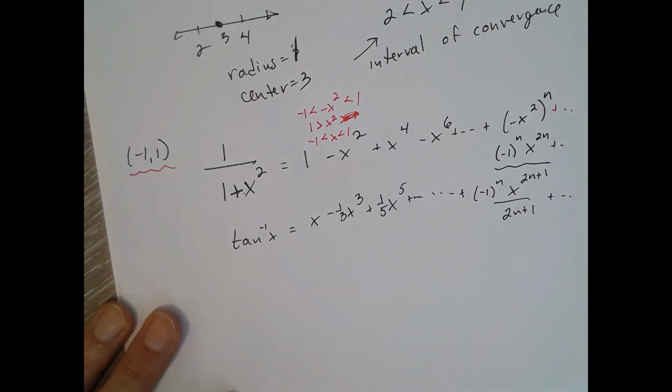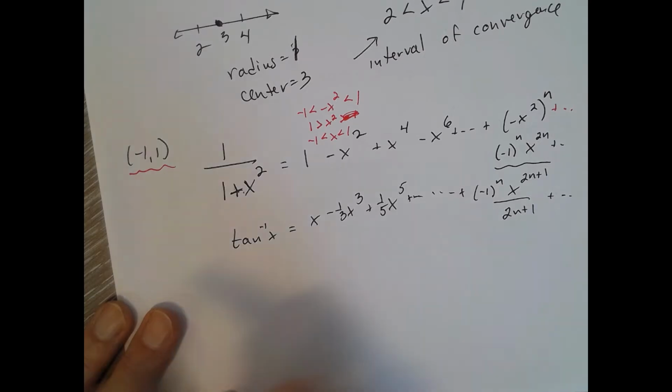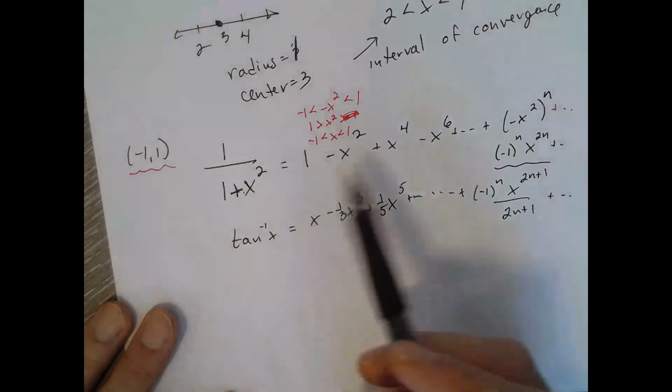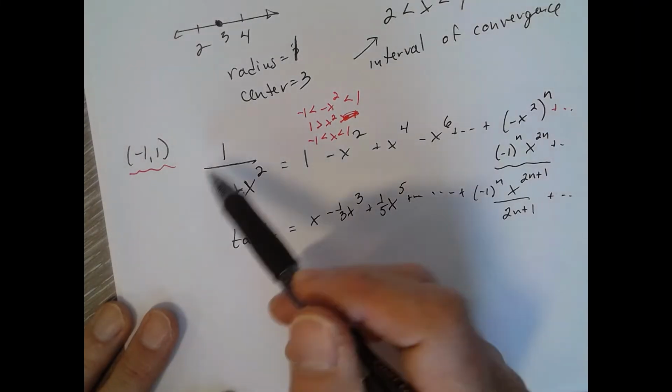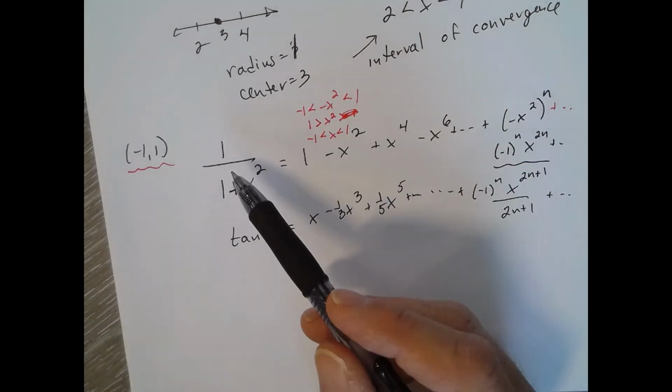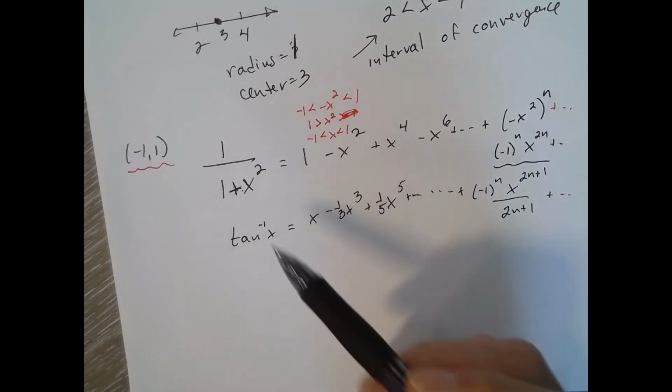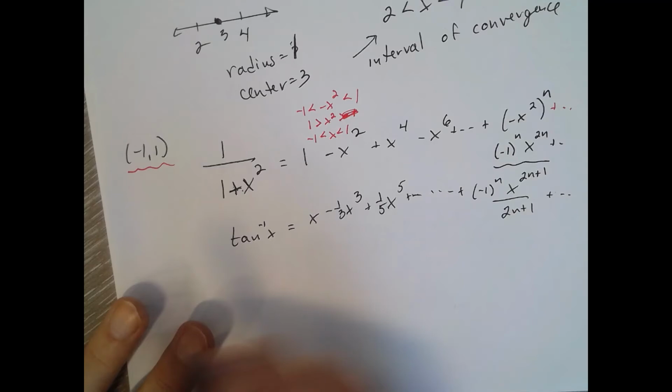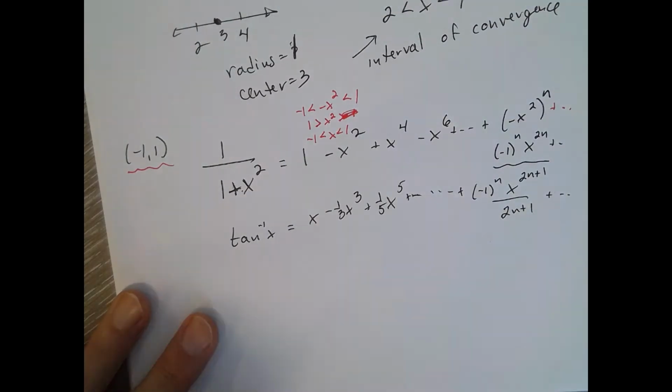So what we just found is a power series for inverse tangent using one of our little tricks. We started with something we knew. We know that the antiderivative of that, or integral of that, is inverse tangent of x. So now we have a power series for inverse tangent.